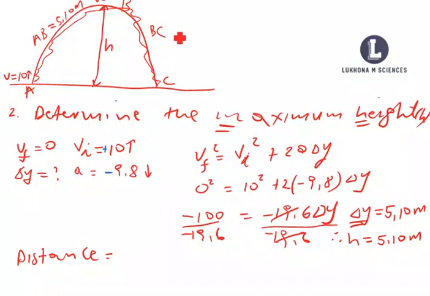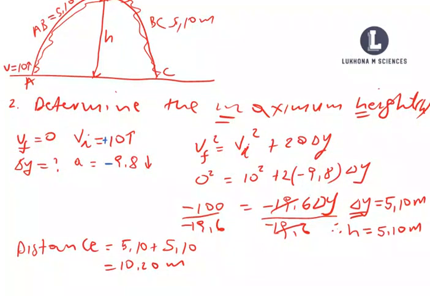and also the distance here is 5.1 meters. So we just add that to get the distance, which is 5.10 plus another 5.10. Then we get 10.20 meters. That is the distance.